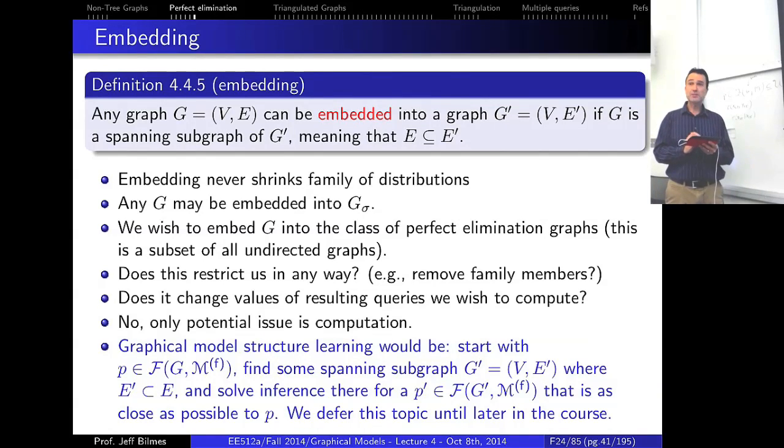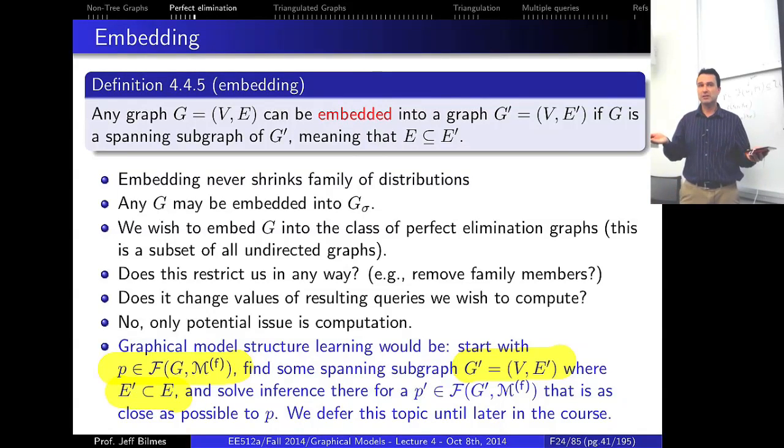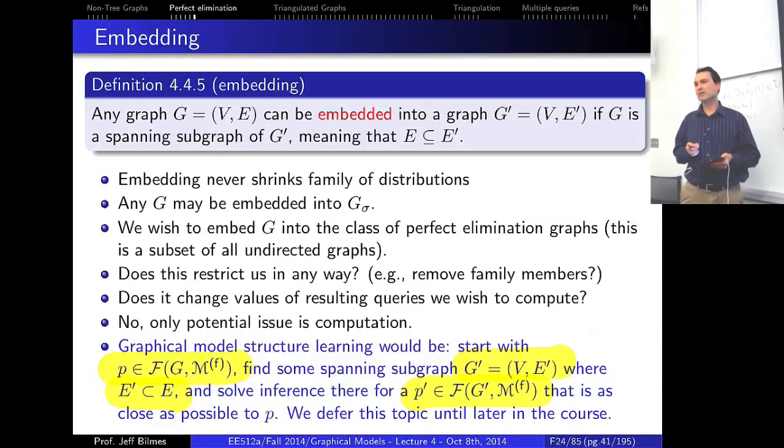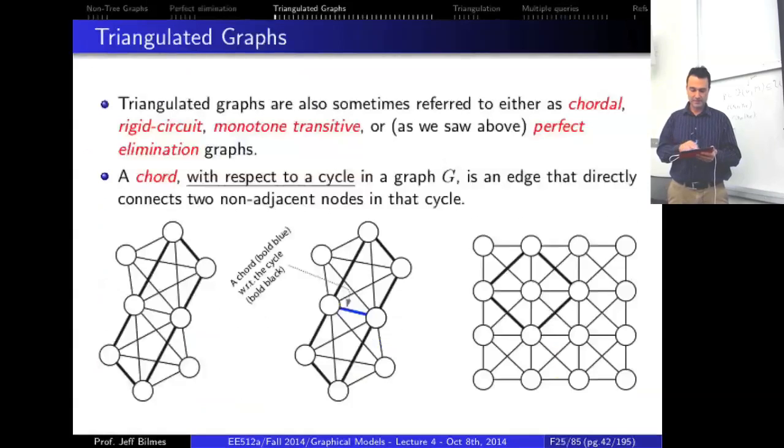So a possible structural learning strategy would be to start with some probability distribution in this family, and you find some spanning subgraphs. So now G prime is the actual subgraph, where E prime is a subset of the original edges, like E prime might be a tree, and solve inference in this subfamily. Now it turns out, by the way, that for trees we can do this optimally. We can find the optimal tree, but for other classes of graphs we can't. But we will talk about this later in the course.